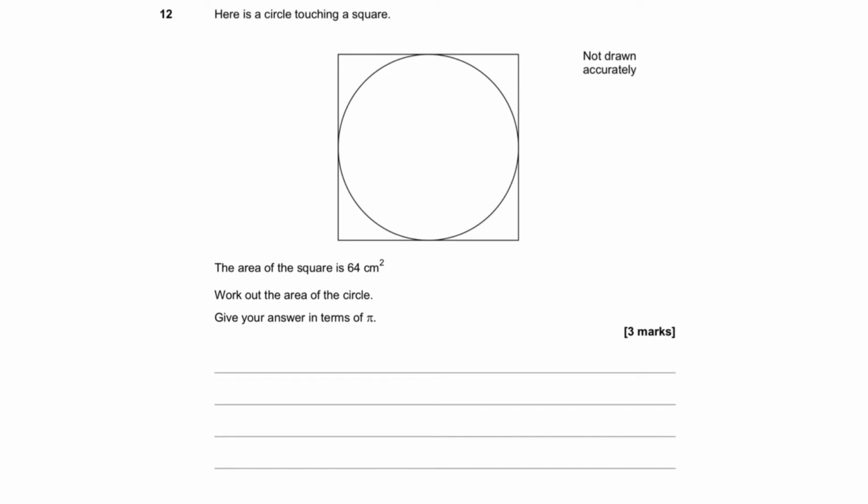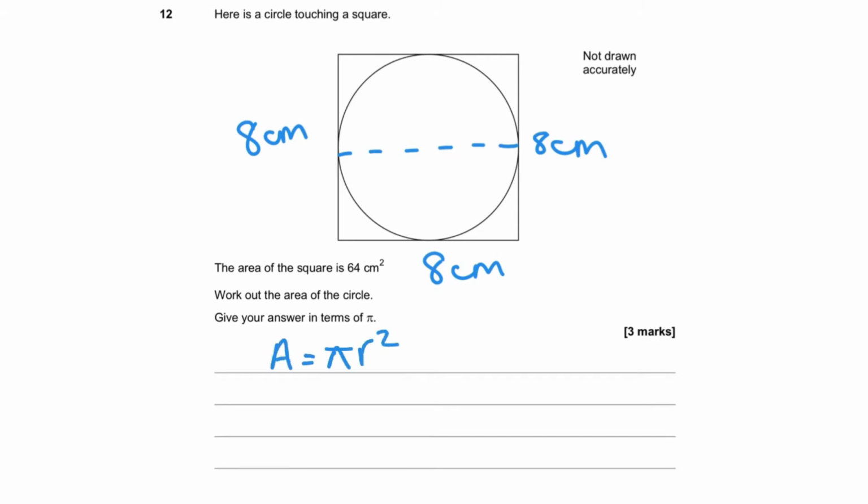So because the area of the square is 64 centimetres squared, we know that each side of the square must be 8 centimetres long, because 8 times 8 is 64. So that tells us that if the circle is touching the square, the diameter of the circle must be 8 centimetres as well. So the formula for the area of a circle is pi r squared.